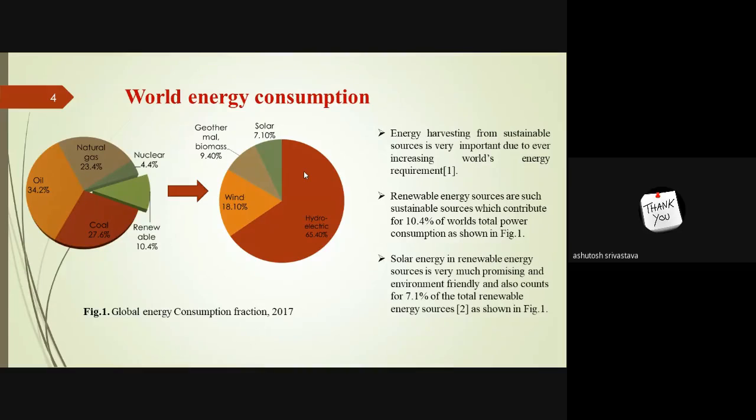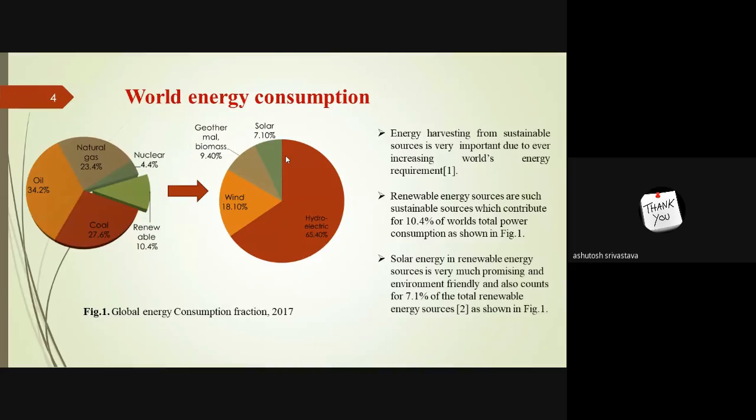Then comes hydroelectric, which is basically 65% of the total renewable contribution, because energy consumption is met by hydroelectric power generation in most of the countries, since we use turbines and all. And then comes solar energy, which comprises 7.1% of the total renewable part, which itself is 10.4%. So as we can see, solar energy's contribution is very small in meeting the total world power consumption.